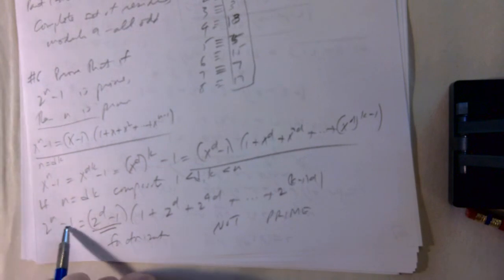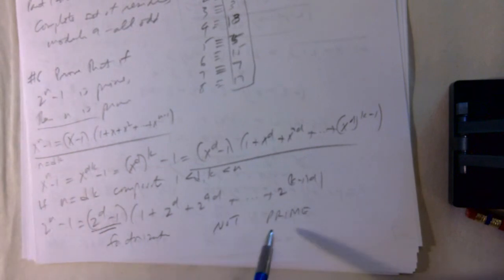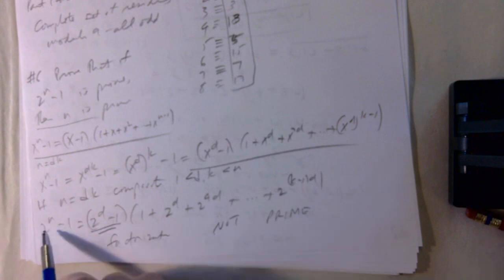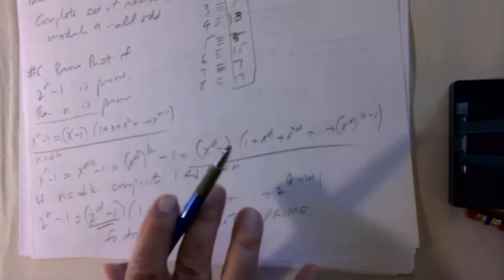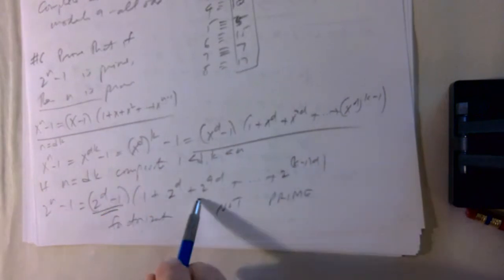So if you have a number 2 to the n minus 1 and n is composite, then 2 to the n minus 1 is not a prime. So the converse is that if this is a prime, then n has to be a prime number. That's the chain of reasoning there. I mean, that's one way to do it. It just reduces the problem to high school algebra factorization.